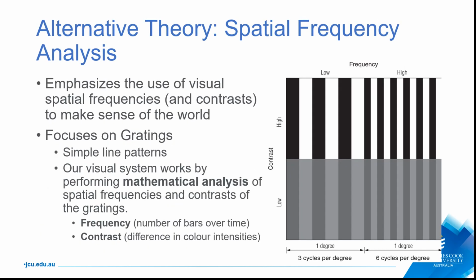And so people thought, how about we use spatial frequency analysis? It's more mathematical. Hopefully it's much better, right? Still, just to be honest, this does not really put the emphasis on top-down processing because it is a mathematical theory. So we're using all these visual spatial frequencies and contrasts to explain how we perceive the world. This is a non-intuitive, complicated way of looking at things. It works by performing mathematical analysis of the frequency and contrast of these gratings on this panel. Frequency is the number of bars over time, and contrast is the difference in color intensities. This is just a very simple way of explaining it. If you're interested, you can look at papers on this theory.